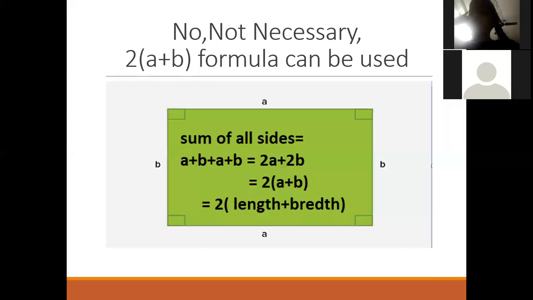Sir, we will write. Yes, you have to write now. I said write this. Write the question. Find the perimeter by formula. What is the formula? The formula I wrote here: 2 into length plus breadth.